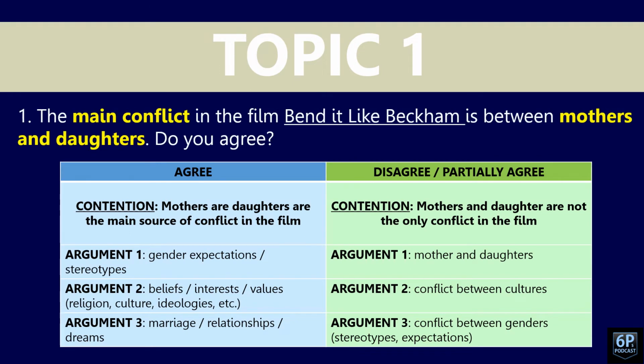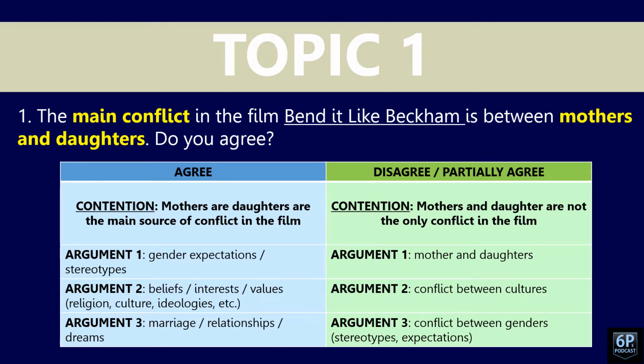Let's look at topic 1. Focus on the key words, which I think are main conflict and mothers and daughters. If you were to agree with this topic, your contention might be, well, pretty much the question that mothers and daughters are the main source of conflict in the film. Your arguments, again adding the word because on the end of your contention, well, why is this the main source of conflict? You can look at the different sort of ideas or points that they clash over.